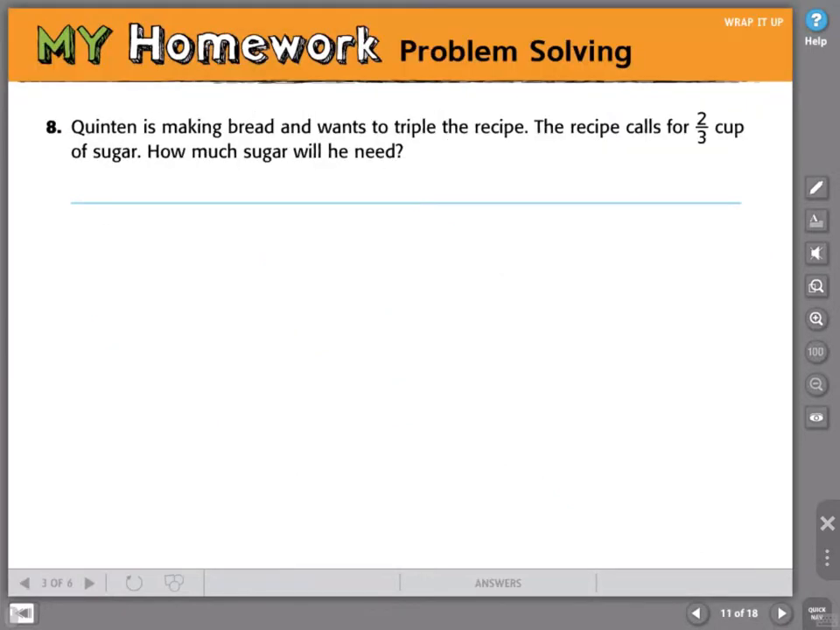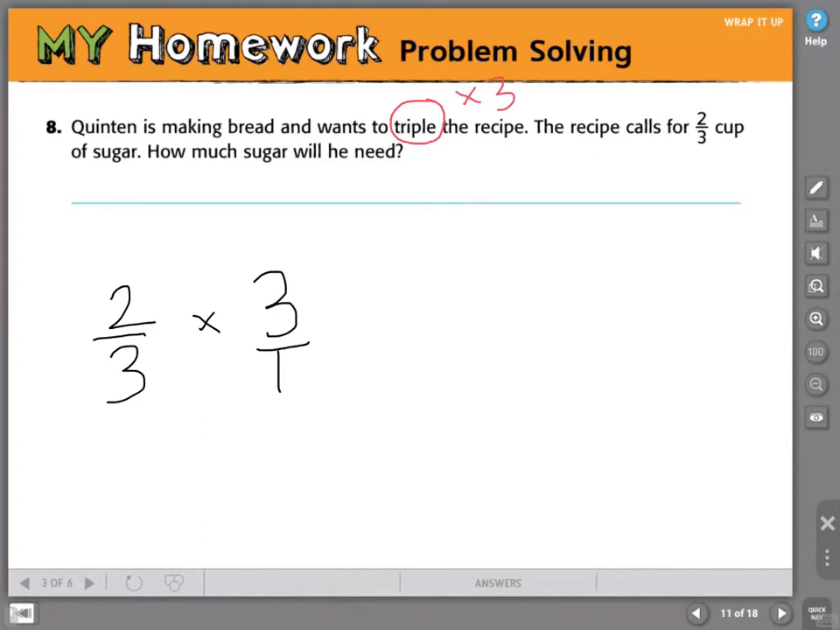One more word problem. Quentin is making bread and wants to triple the recipe. The recipe calls for 2/3 cup of sugar. How much sugar will he need? Well, 2/3 times what? Oh, I have to go back and carefully read my problem because he wants to triple the recipe. Triple is the same thing as times 3. So I'm going to multiply 2/3 times 3.